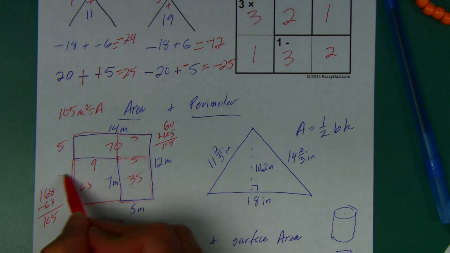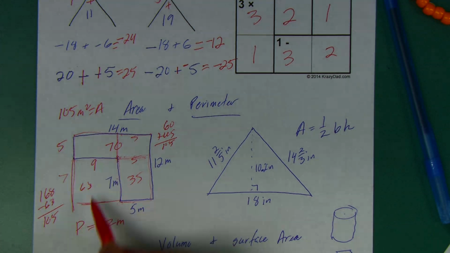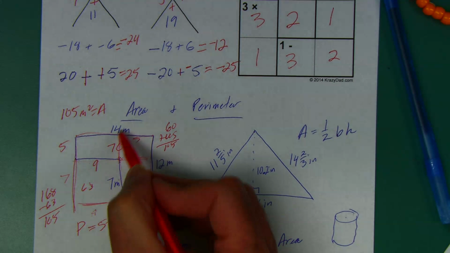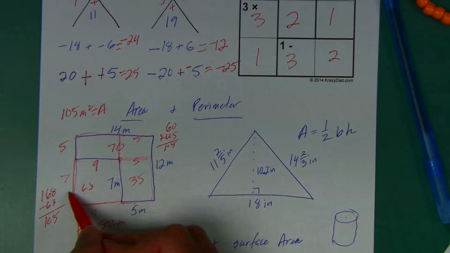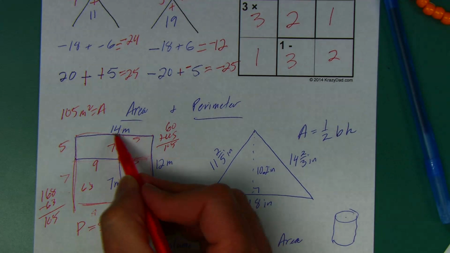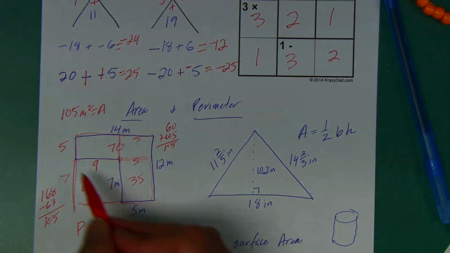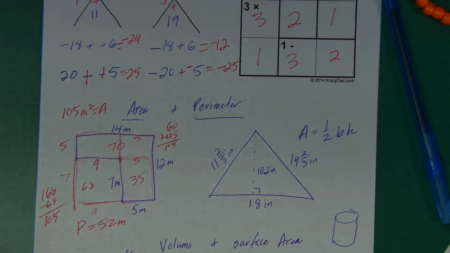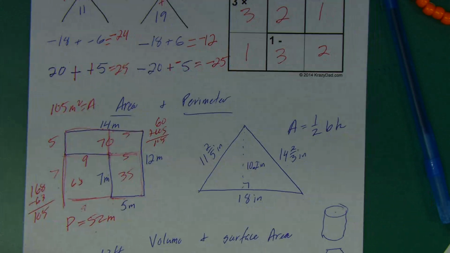If that's a 7, that's a 7. If that's a 9, that's a 9. 9 plus 5 is 14. 7 plus 5 is 12. 14 plus 12 plus 14 plus 12 is 52. Kind of a cool little trick you can do when they just cut out a corner of a rectangle, right?